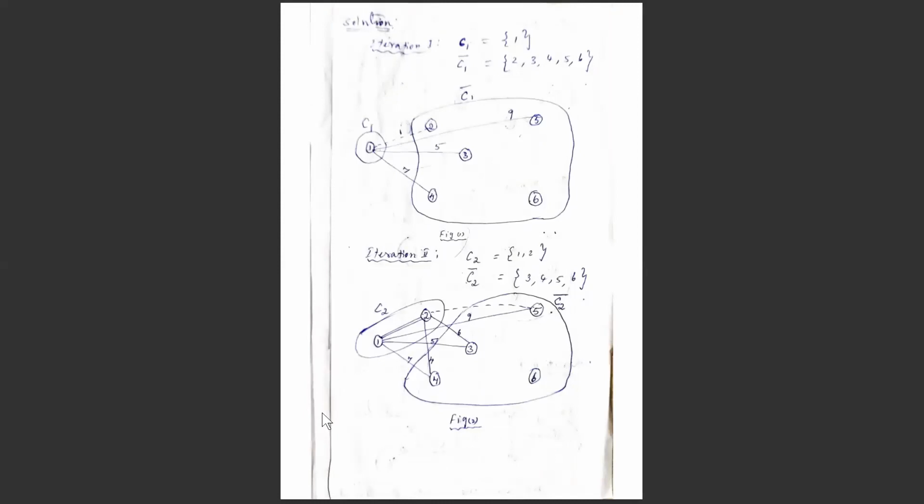Let us come to the solution, iteration 1. Initially, let us take C1 equal to 1, the first node. And so as a result, C1 bar will be the rest of the nodes: 2, 3, 4, 5, 6.